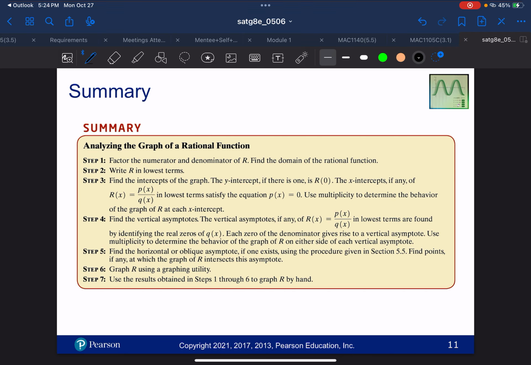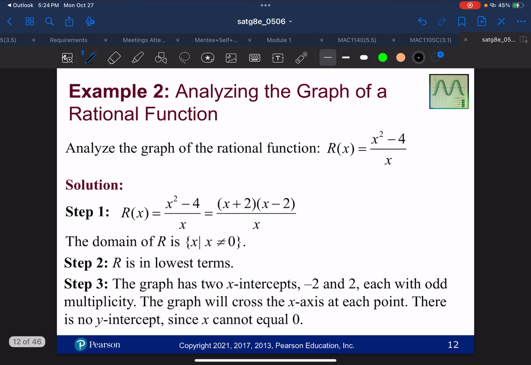Okay, so here is a summary of everything that I just did in that first problem. So these are the 7 steps you can use and follow to analyze and graph a rational function. And I'm going to stop here, and we will do some more of these examples in class.